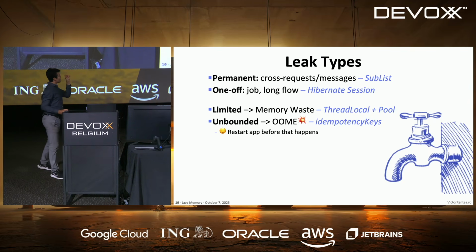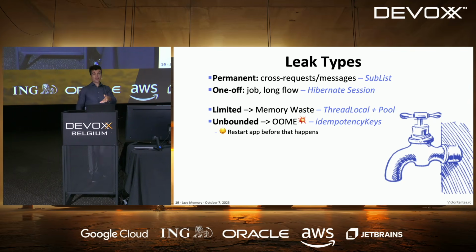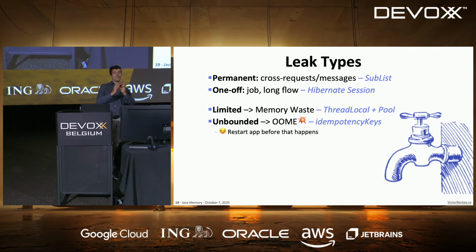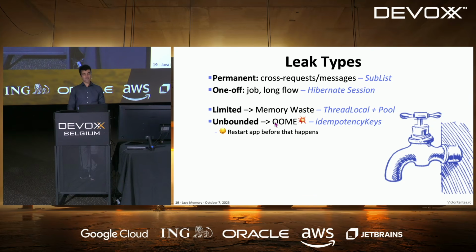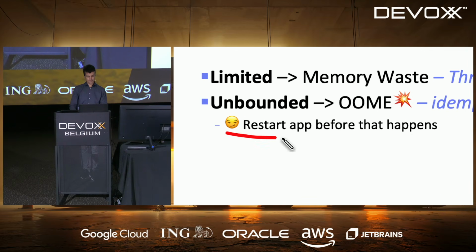Right, then we saw limited leaks, like the one with ThreadLocals, that only grows as large as the threads in the pool. The more threads, the more waste. And they're also unbounded, like the Idempotency keys that kept growing until they crashed the system. So remember? Good.